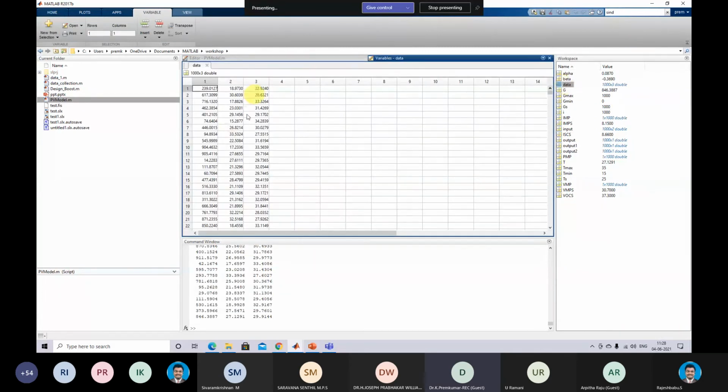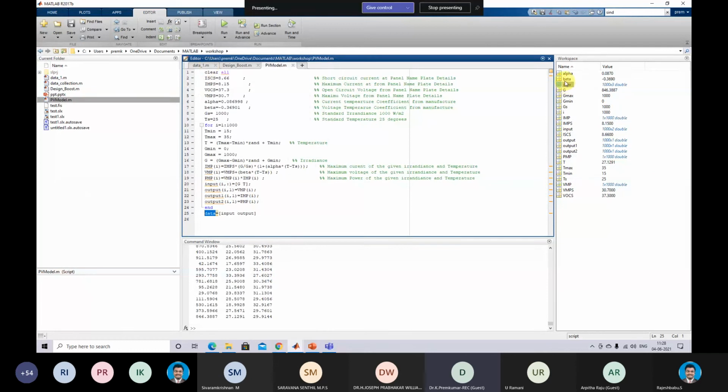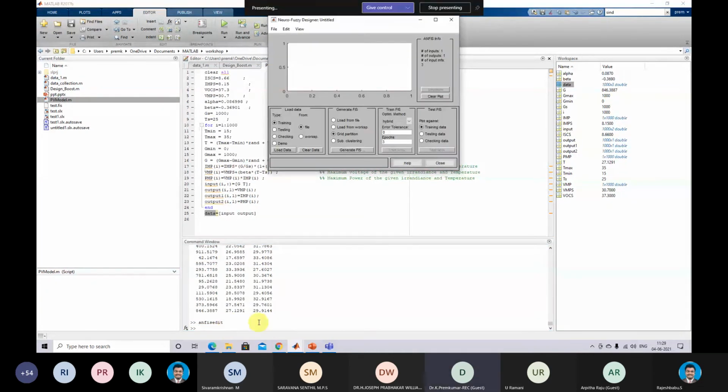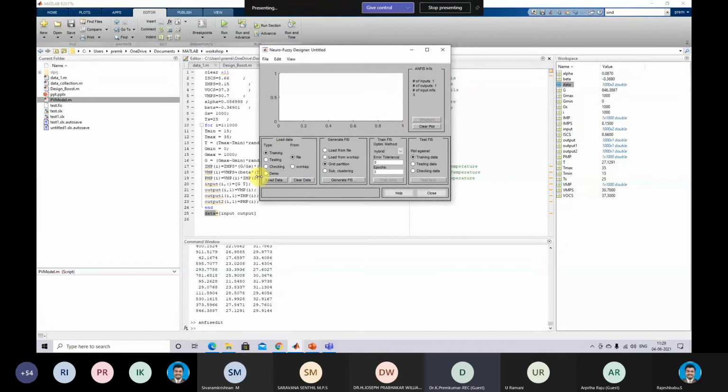So here you can see that the data has the first two inputs, that means irradiation and temperature, and the output is nothing but the voltage at maximum power point. So this is going to be taken as training data for ANFIS. So I'm going to type anfisedit, and then first I'm going to load the data. So this is the collected data for different irradiation and temperature.